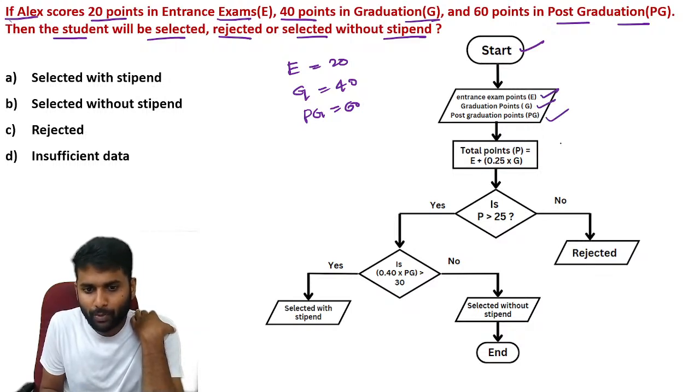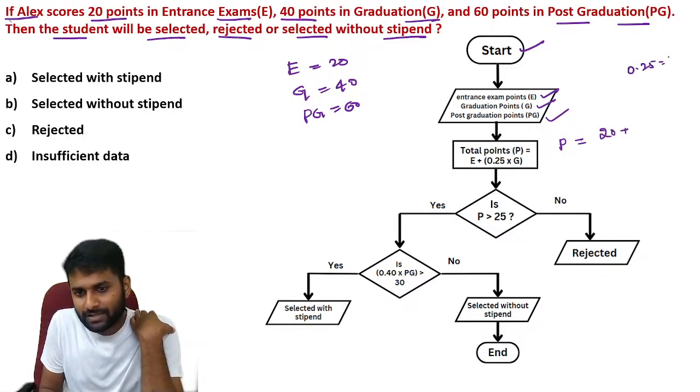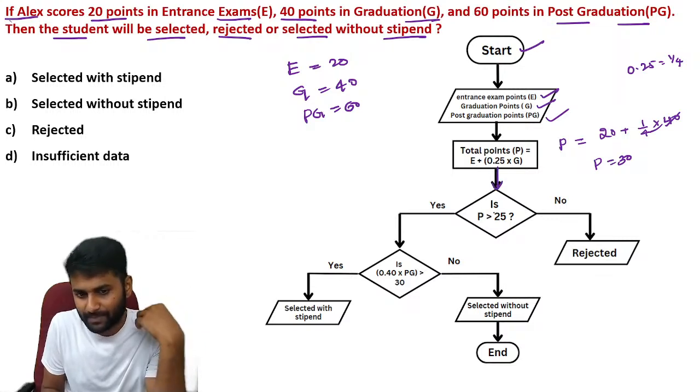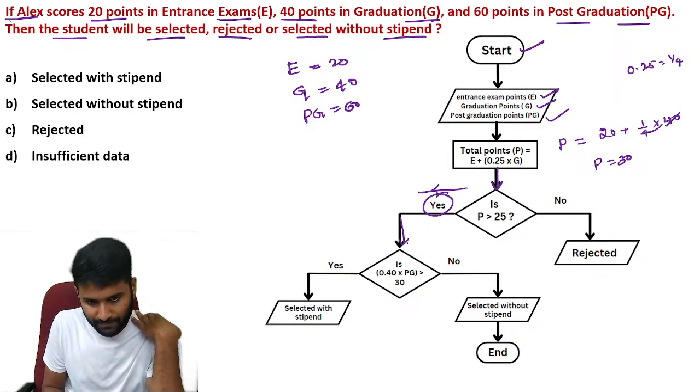Then total points P is equal to E value 20 plus 0.25, which is 1/4 of the graduation score. 1/4 of the graduation score, 40, is exactly equal to 10. Let's go through the P value. Then the P value is equal to 30. Then you have to move this way. Is P greater than 25? Yes. Then you have to go towards the left side. Now go through the next one.